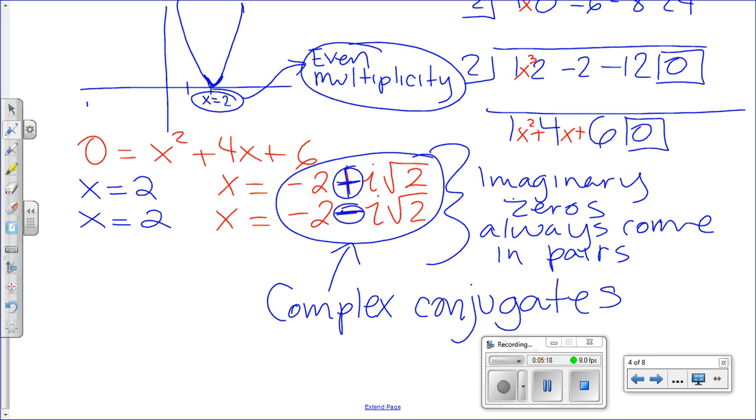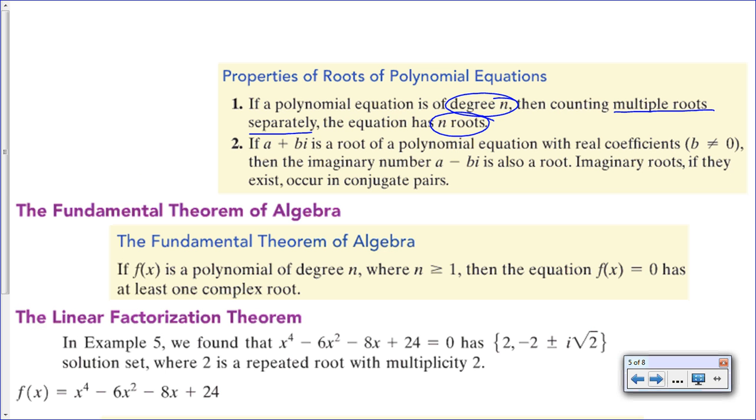So I could refer to this as my first 0, x sub 1, my second 0, x sub 2, my third 0, x sub 3, and my fourth 0, x sub 4. All right? So if it's degree 4, we have 4 zeros. Now, the second statement says that if you have an imaginary root, remember we do not call that an x-intercept because it's not going to touch the x-axis. So if you have an imaginary root, then we will also have its complex conjugate. And so we say that imaginary roots, if they exist, occur in conjugate pairs.